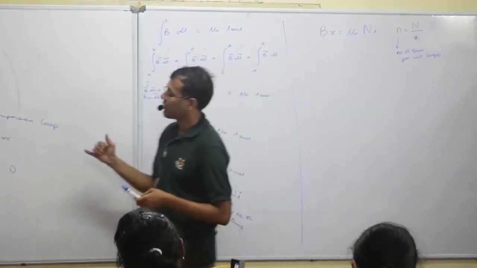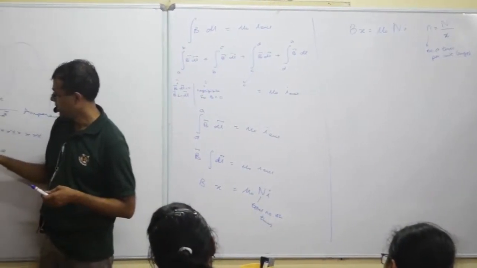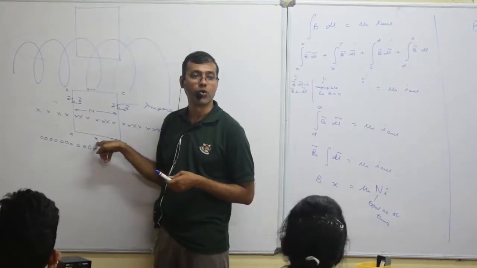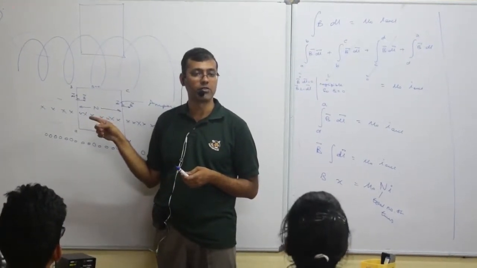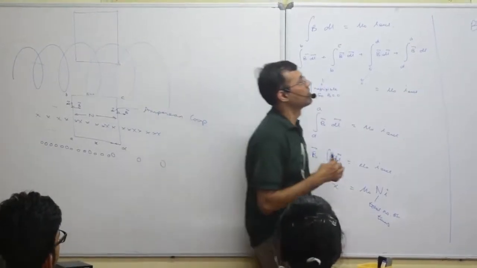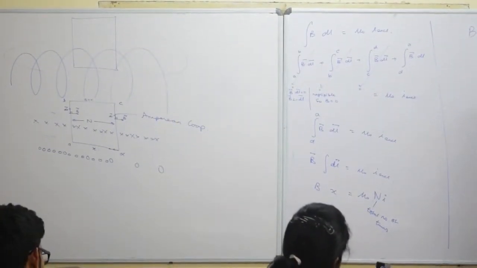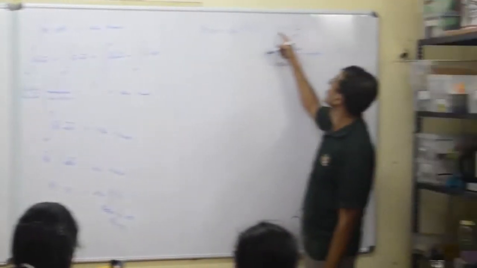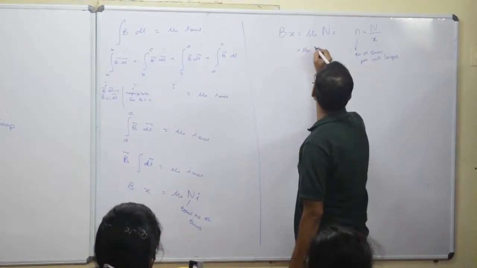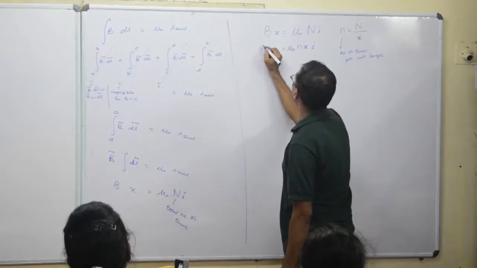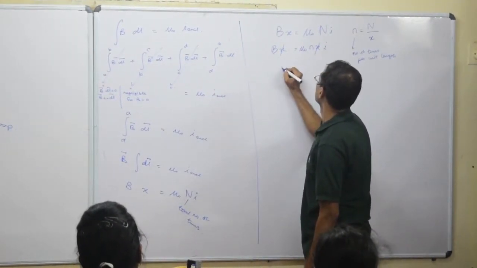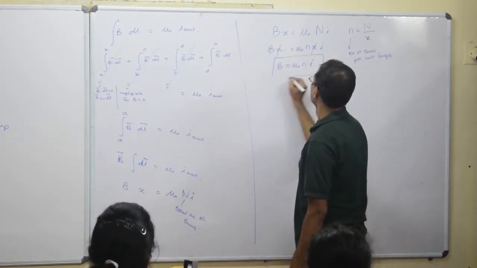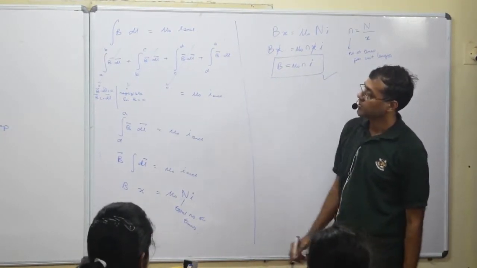So carefully listen here. Suppose I had 10 turns here and this is 5 centimeters, so the small n will be 10 divided by 5, more accurately 5 divided by 100 because meters, right? So similarly number of turns per unit length is given as capital N by X. So now I want to replace capital N in terms of small n. So this comes here, so it will be mu naught n into x I dx. So x cancels, so I get B is equal to mu naught n I. So that's the final formula which we are supposed to arrive at.